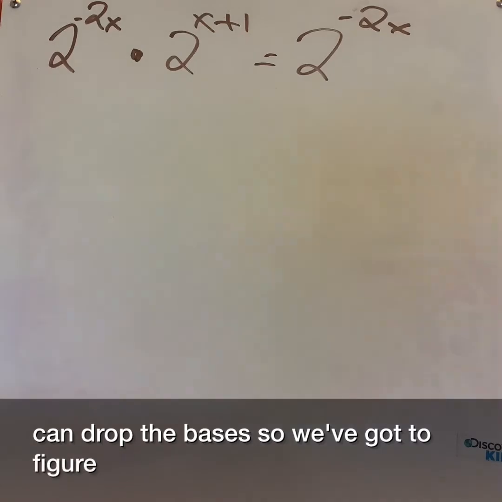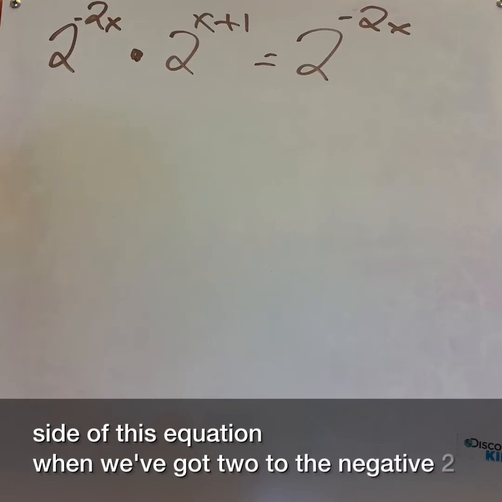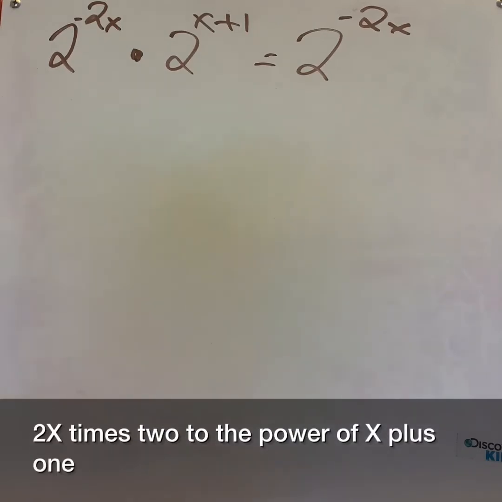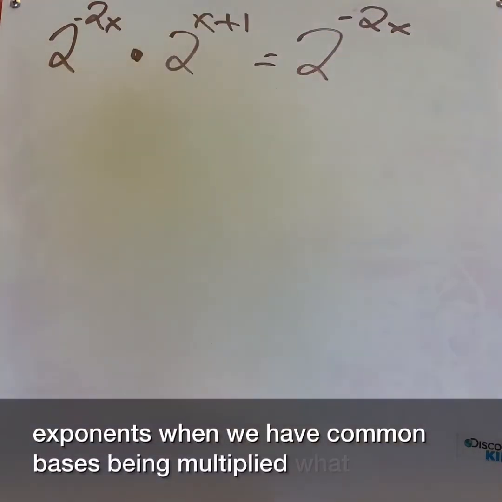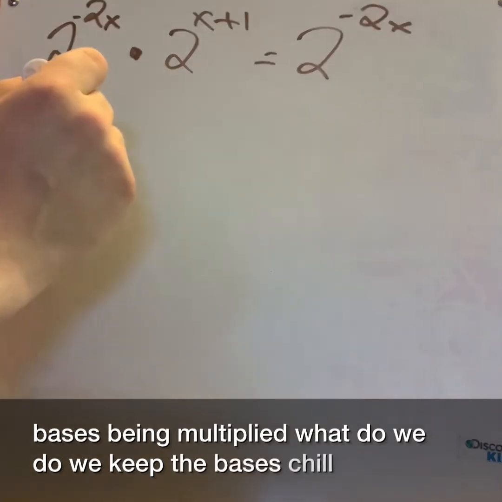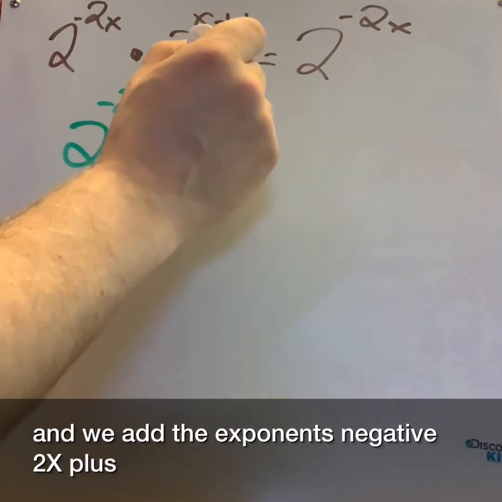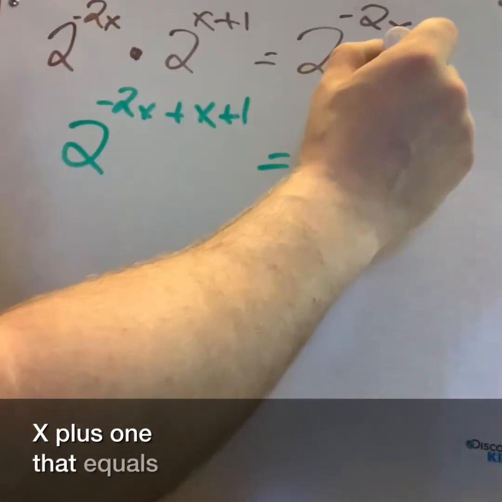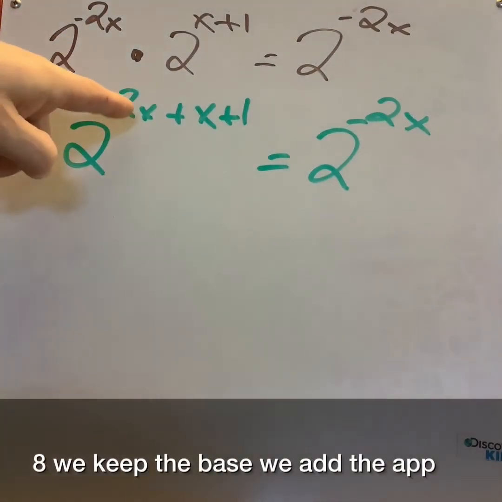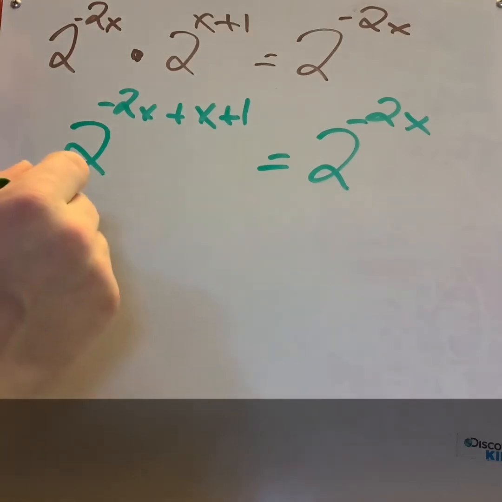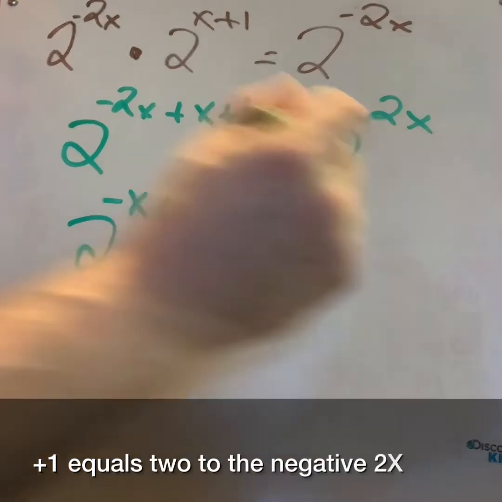So we've got to figure out what happens on the left side of this equation when we've got 2 to the negative 2x times 2 to the power of x plus 1. Do you remember your rules of exponents? When we have common bases being multiplied, what do we do? We keep the base 2, and we add the exponents, negative 2x plus x plus 1. That equals 2 to the negative 2x. Right? We keep the base, we add the exponents. So now we have negative 2x plus x, which is just going to be negative x. So 2 to the negative x plus 1 equals 2 to the negative 2x.